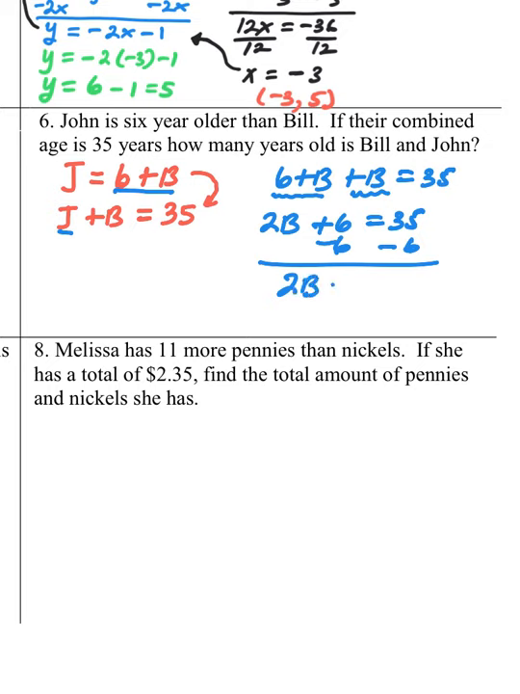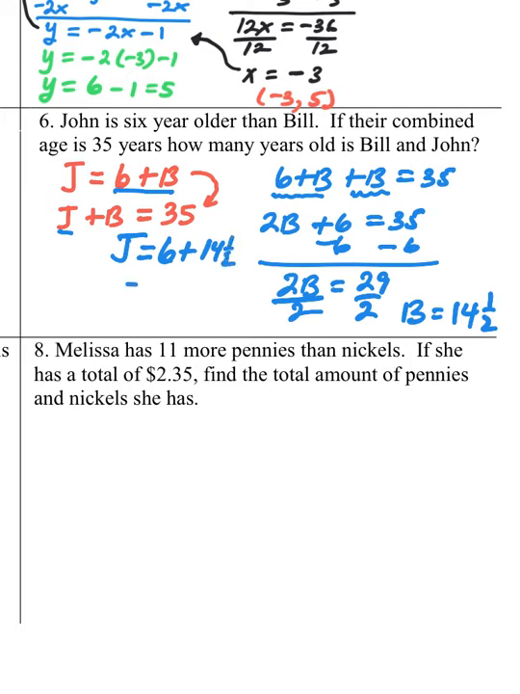I have 2B is equal to 29, divided by 2. So Bill's age will be 14 years and a half. How old will John be? Just add 6, so he's 20 and a half. He is going to be 6 more than Bill, remember? So John is 20 and a half.